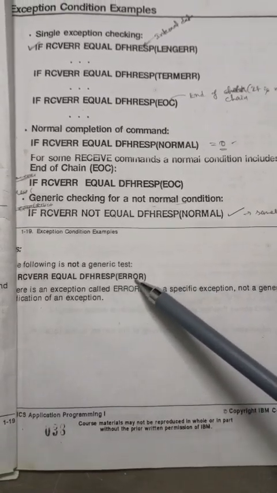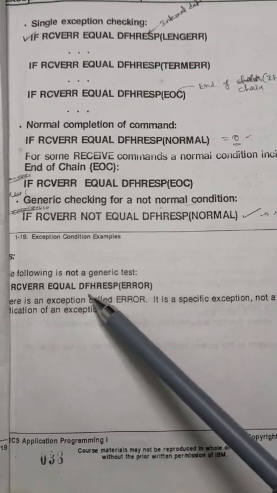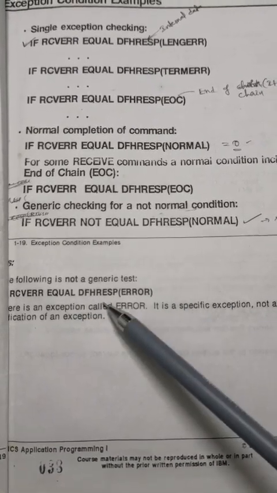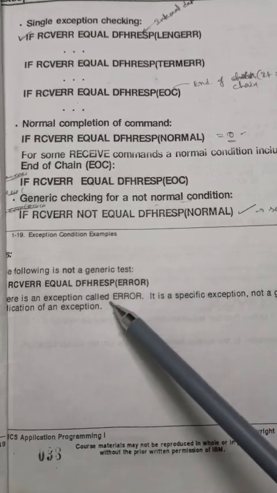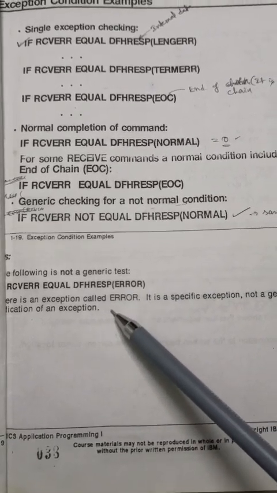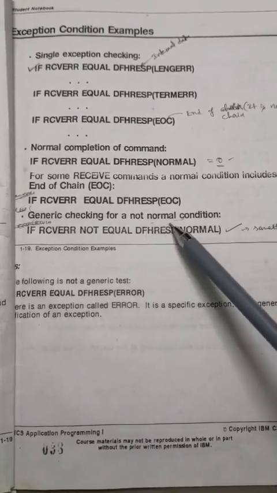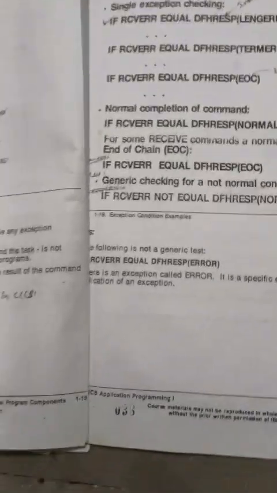And these are generic errors. This is not a generic error condition, guys. If the receive error is equal to normal, we will check normal only. We have to use it, but it is not like checking a system called exception error. We have to check the generic error condition, DFHRESP of normal. It is not like an error.